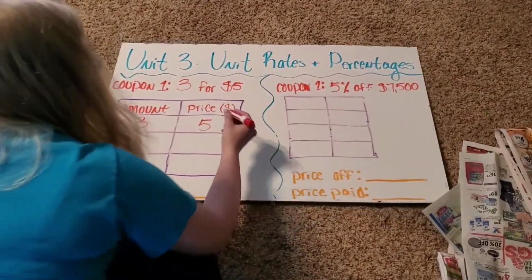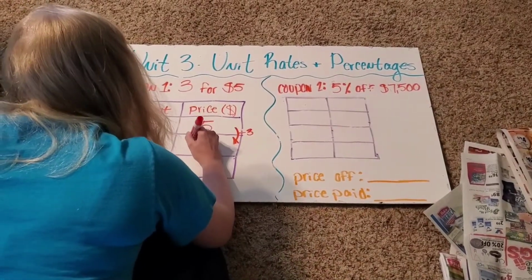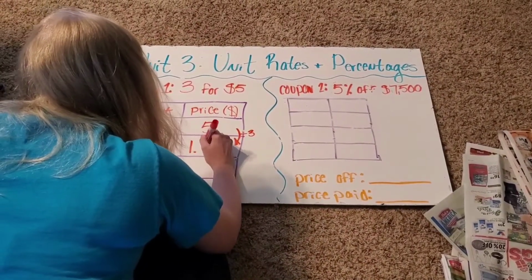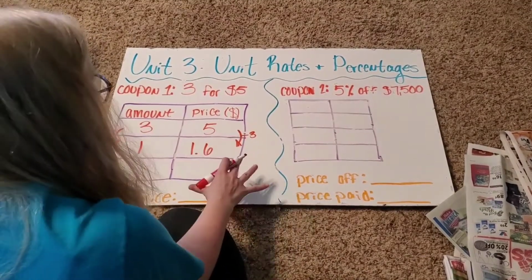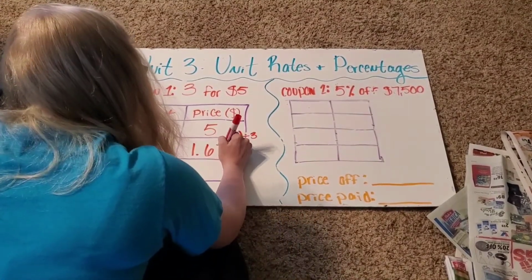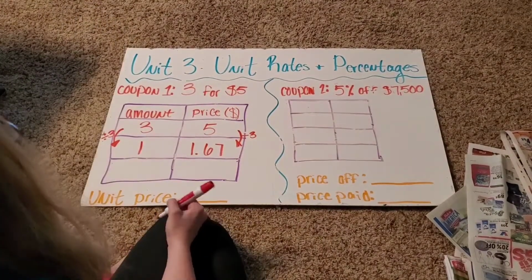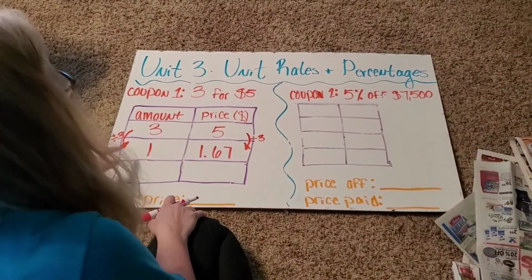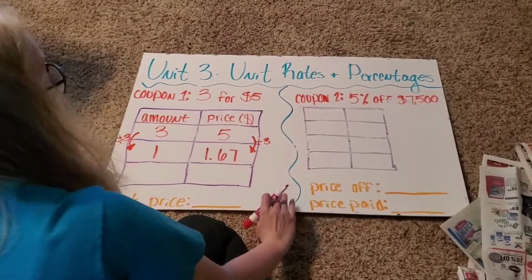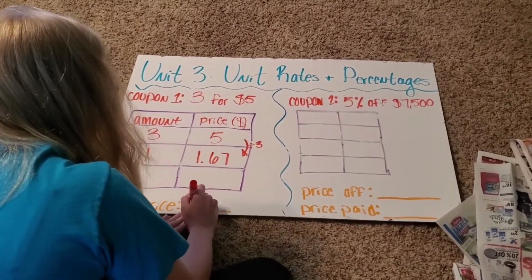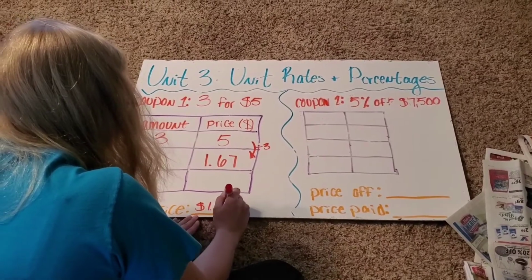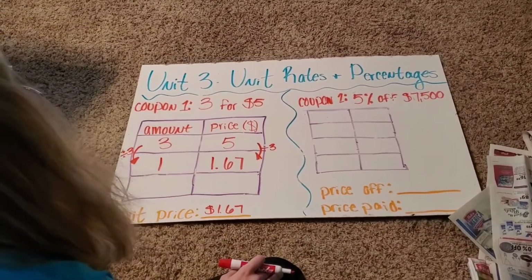And when I divide 5 by 3, I get 1.6, and it actually is 1.6 repeating. So I'm just going to put 1.67. So if I buy 1 case of soda, it should be about $1.67. So that is my unit price.